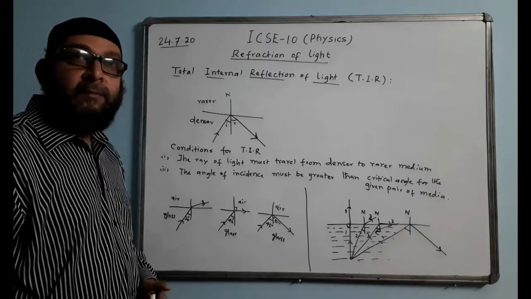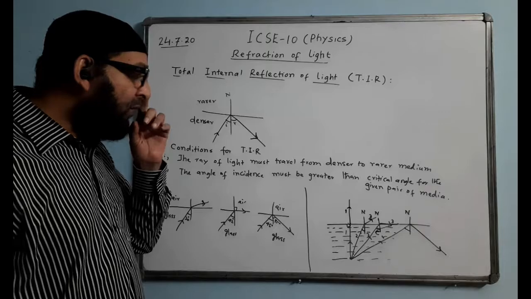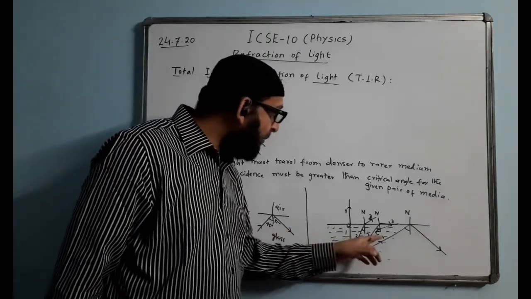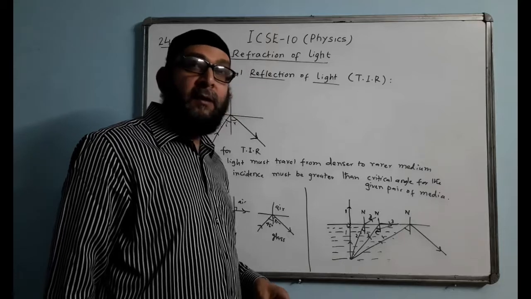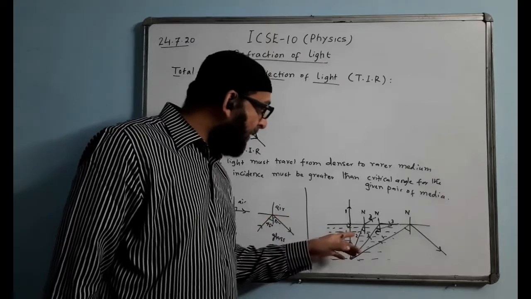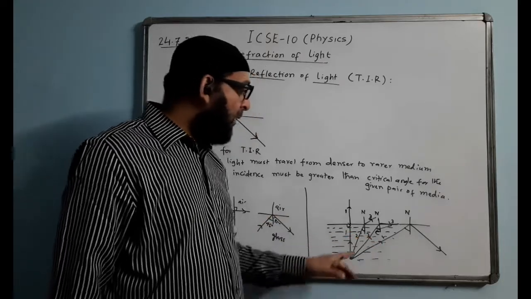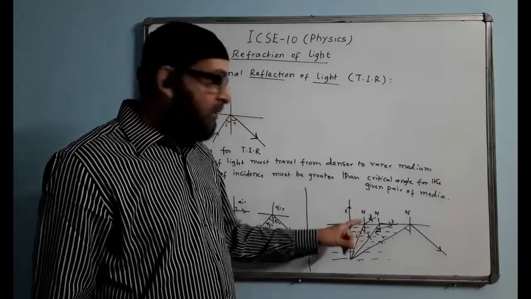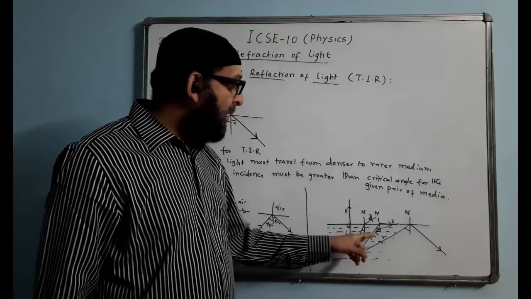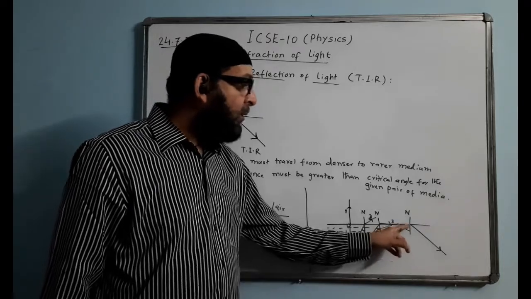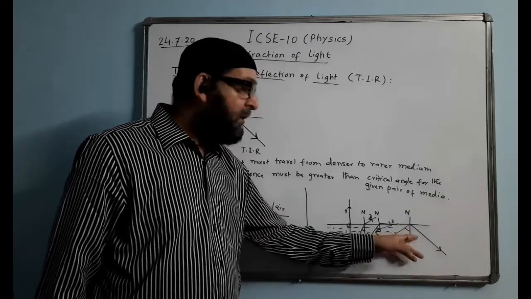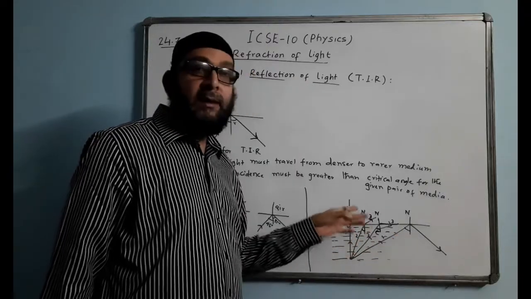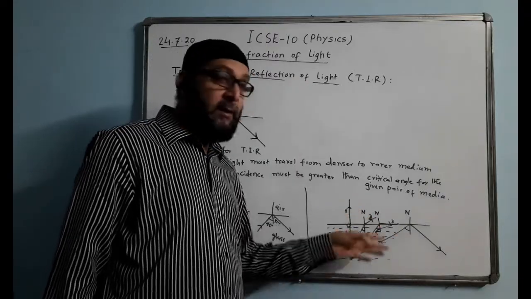Now a further question may come like this. Name the phenomenon taking place with ray number 2 and ray number 4. Or name the phenomenon of light exhibited by ray number 2 and ray number 4. We say ray number 2 exhibits the phenomenon of refraction because this angle is lesser than the critical. And ray number 4 is the case of TIR, total internal reflection. This type of question has come in the past in ICC, you may get it again.